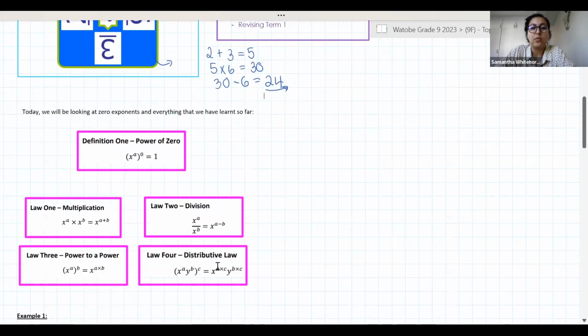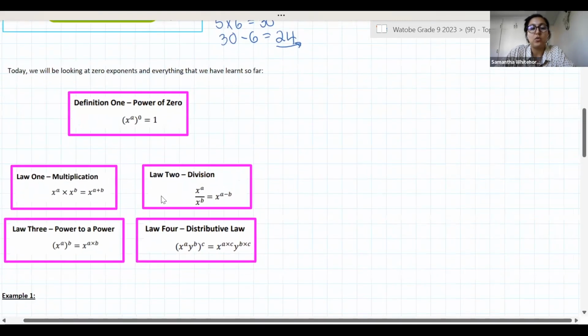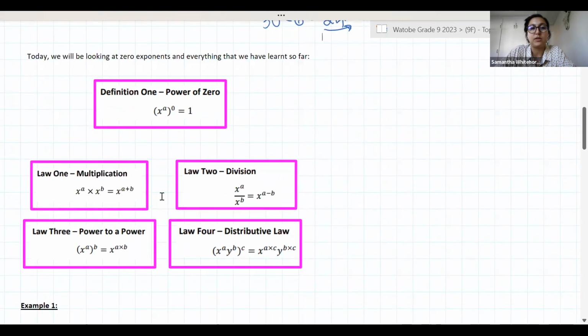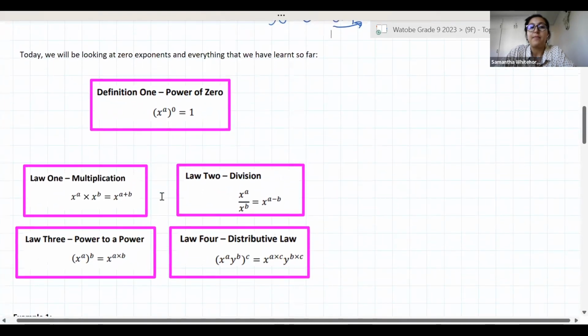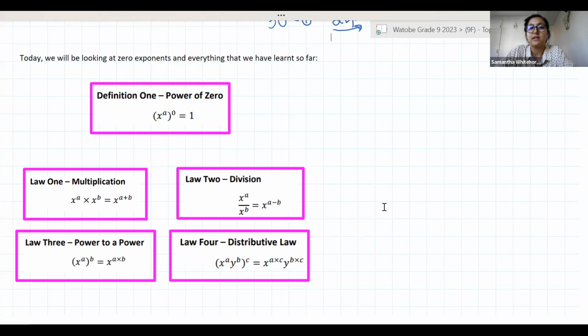Okay, so what we're going to have a look at today is basically all of the exponent laws that we've done so far, as well as having a look at zero exponents. So what I've done here is at the bottom, I've put the 4 laws that we know or we should know. And then I've put the sort of, we don't call it a law, we call it a definition of exponents because it comes from one of our laws, and you'll see this in a second.